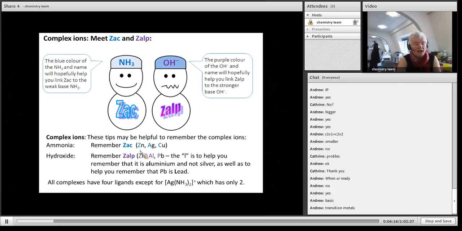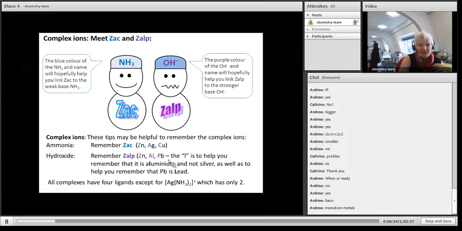I'm removing products now, so I'm going to make something more and more soluble, and we'll see it in equations just now. The same thing with silver and copper. Then hydroxide does the same thing. It forms a complex with zinc, aluminium, and lead.